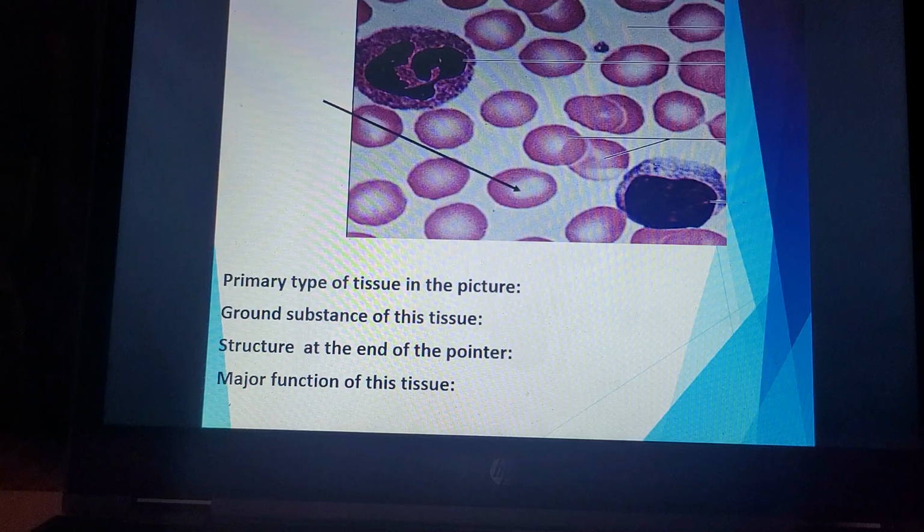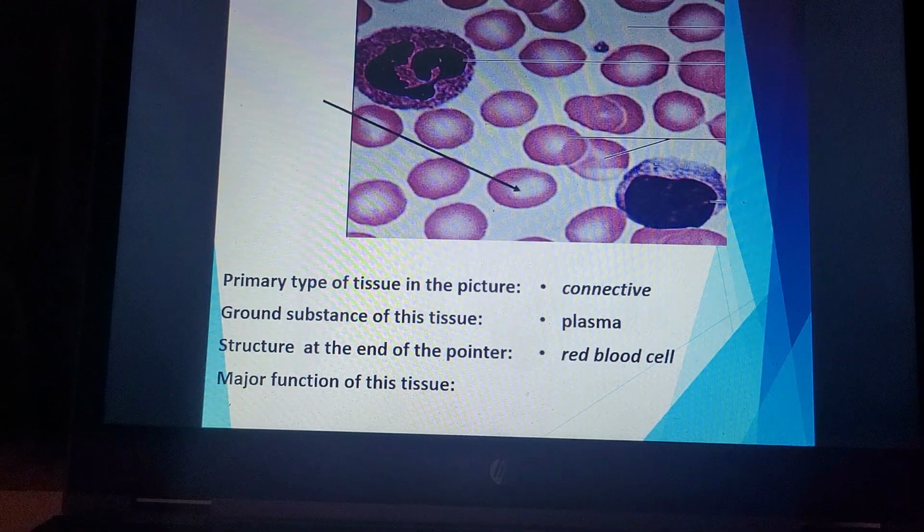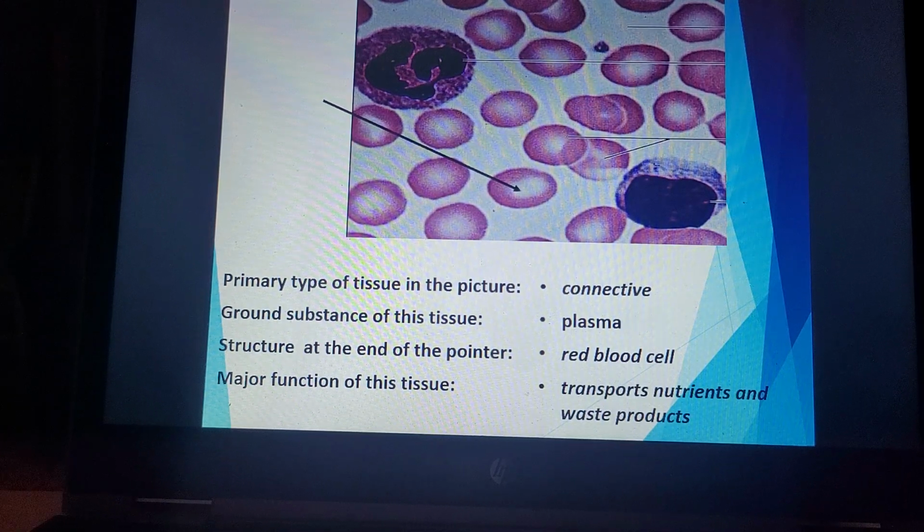Primary tissue type. Connective. Ground substance of this tissue. Plasma. Structure at the end of the pointer. Red blood cell. Major function of this tissue. Transport nutrients and waste products.